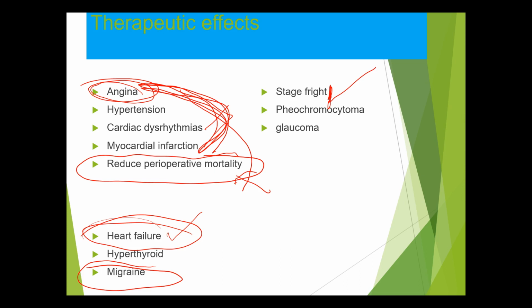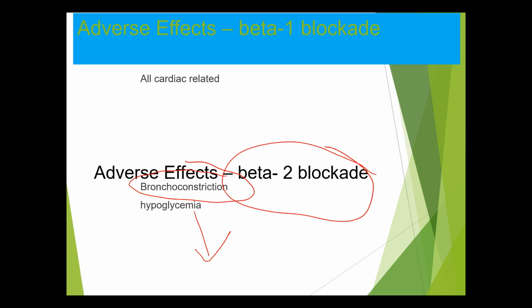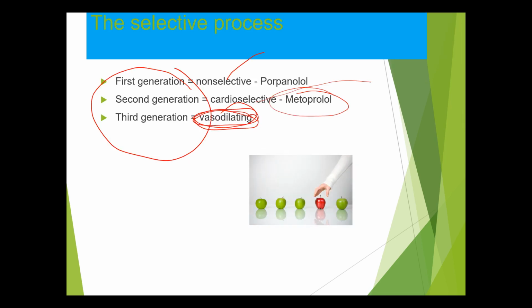Stage fright. You can give Inderal or propranolol for people that are afraid to talk in front of people, and it actually relaxes you. It has a little anti-anxiety effect to it, which is nice. All right, so some adverse effects though to these, bronchoconstriction, which I talked about, and hypoglycemia is another one that it can cause. And just so you know, anybody on a beta blocker, they may not even recognize the symptoms of their blood sugar being low.